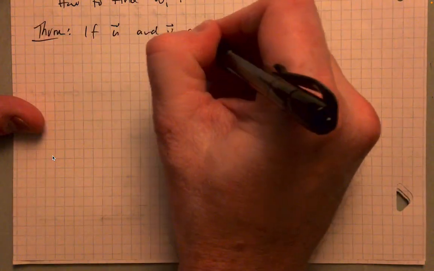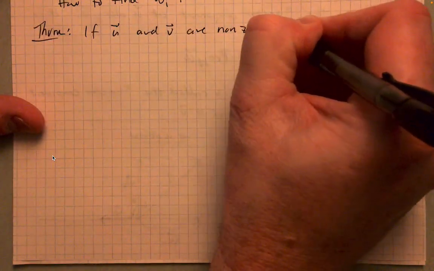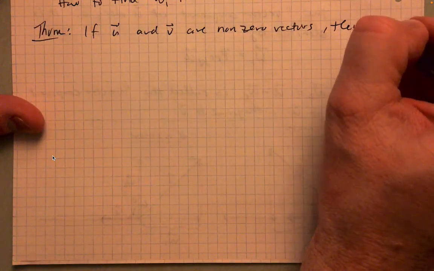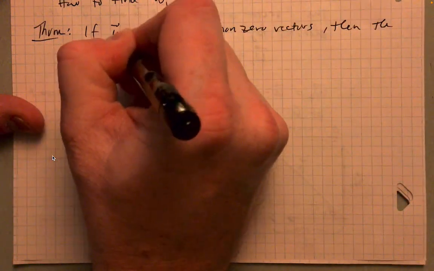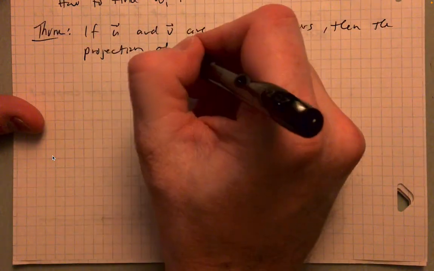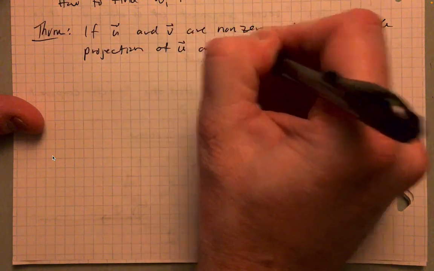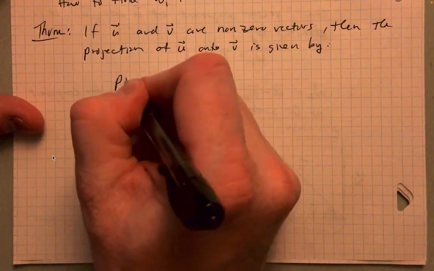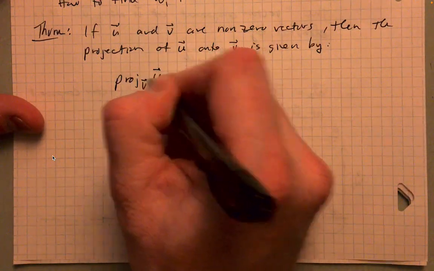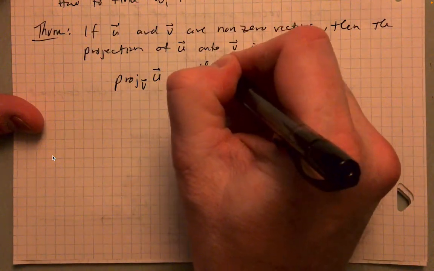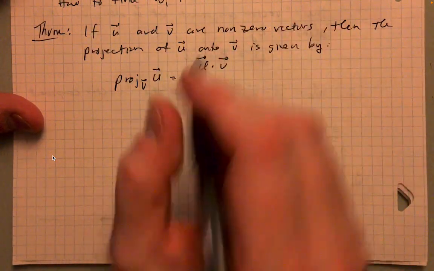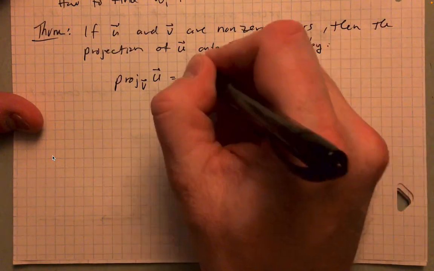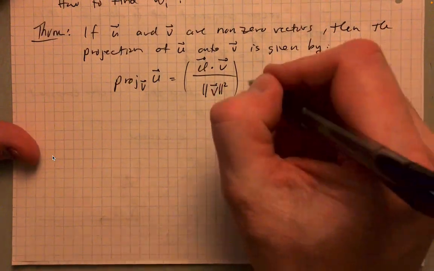So if U and V are non-zero vectors, then the projection of U onto V is given by, okay, right, so here's that notation, projection of U onto V is equal to, well, you take U dot V, you divide it by the norm of V squared, right? That's a scalar. You multiply that by V, right?